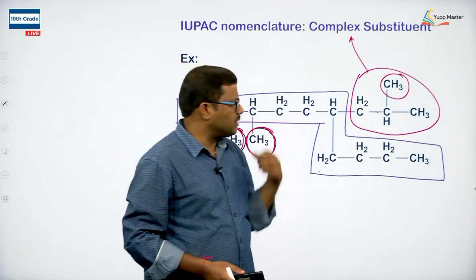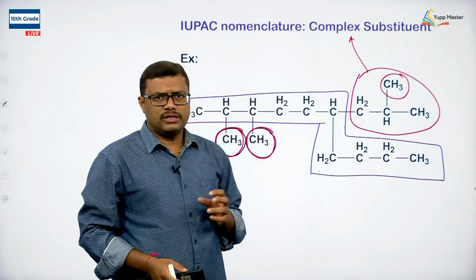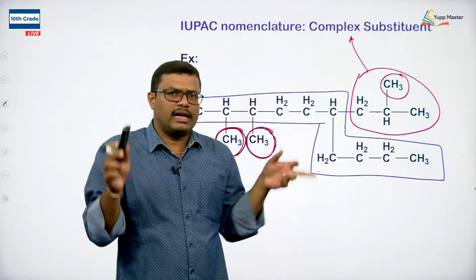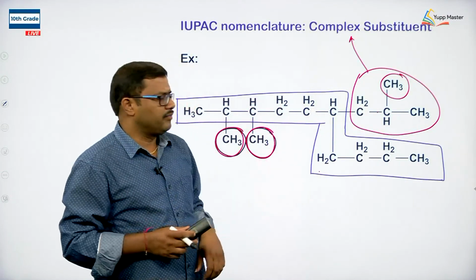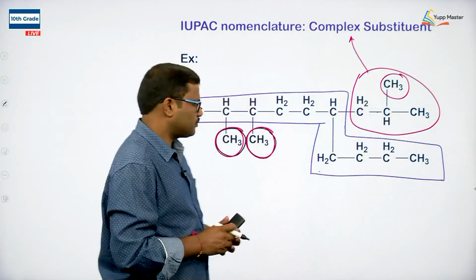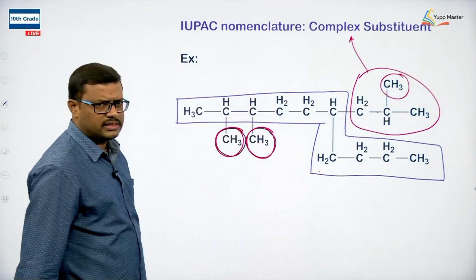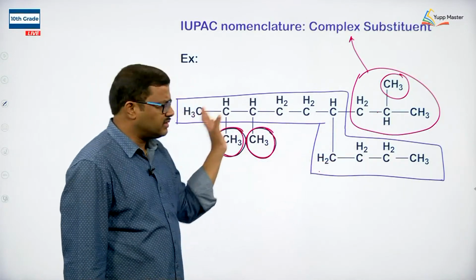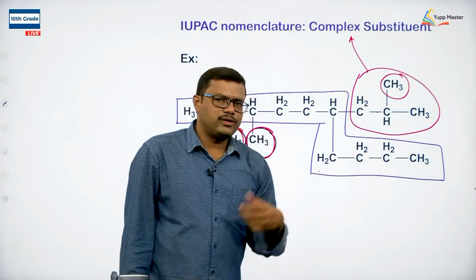How to name the complex substituent? The complex substituent name has to be written within the parenthesis, within the bracket we have to write the name. And again here we have a substituent, so how to number this one again? First we have to select the longest carbon chain. Now we have to go in such a way that the numbering should be given in such a way that the sum of the locants should be the lowest.